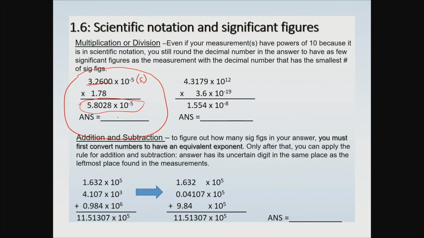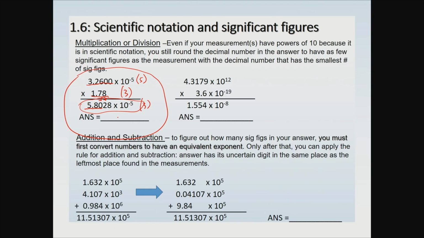Then we're multiplying it by 1.78. You can see that this has 3 significant figures. Therefore, the answer decimal should be rounded to have only 3 significant figures. So here are the 3 significant figures, the 5 and the 8 and the 0. And then you might remember what you have to do is the uncertain digit is the 0. You have to look at the next number over and see if it's above 5. If it's above 5, then we increase the uncertain digit up 1.